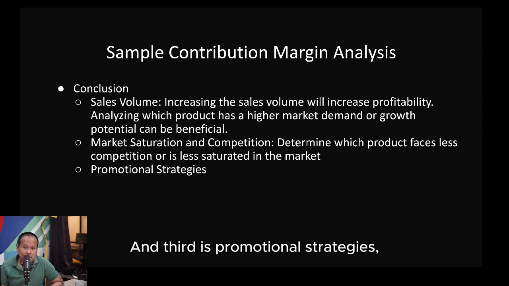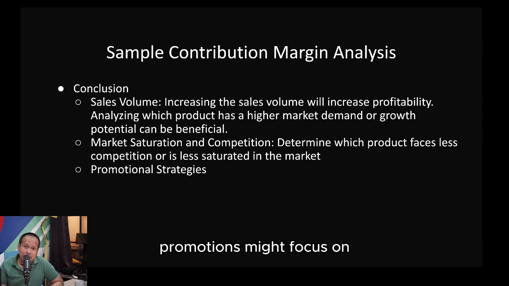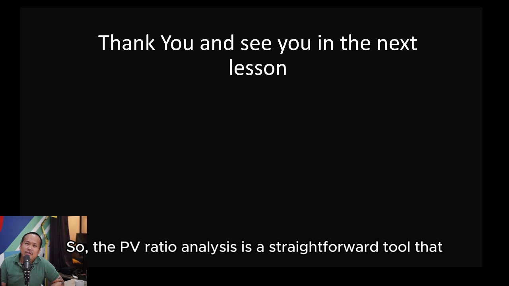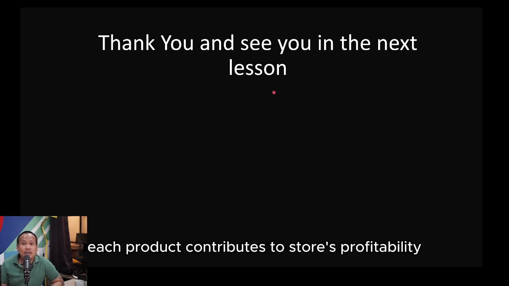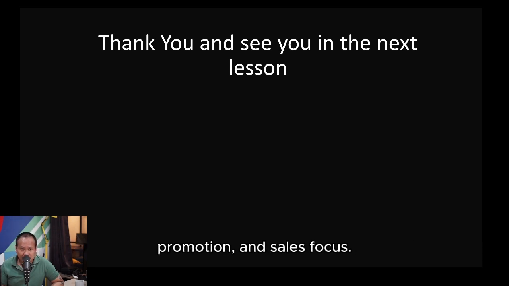And third is promotional strategies. Since both products have the same profitability ratio, promotions might focus on the product that attracts more customers or leads to a higher overall revenue. So the PV ratio analysis is a straightforward tool that helps managers understand how much each product contributes to the store's profitability and guide the strategic decisions regarding pricing, promotion, and sales focus.